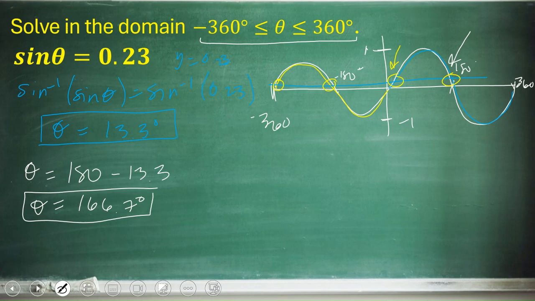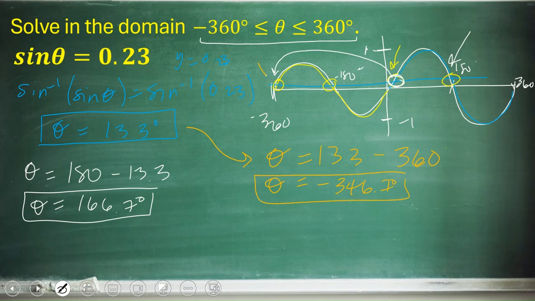Now, we found both of those values. Since these sine waves repeat every 360 degrees, that means that exactly 360 degrees from this point, I have my next value. That's going to be this point. So the way I find that value is I take my value that I had, 13.3 degrees, and I deduct 360 degrees from that. And when I do that, I get my first value of negative 346.7 degrees. So that's this one right here.